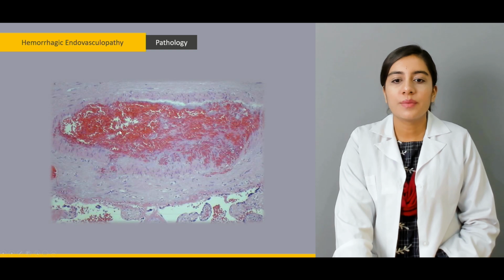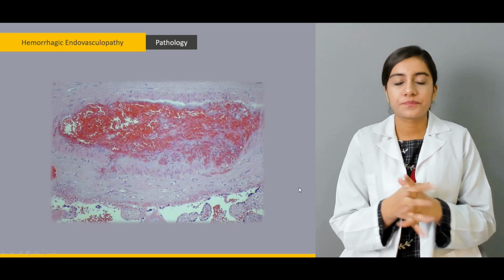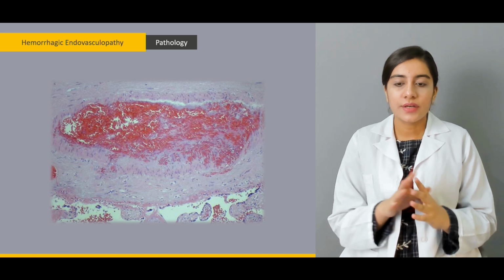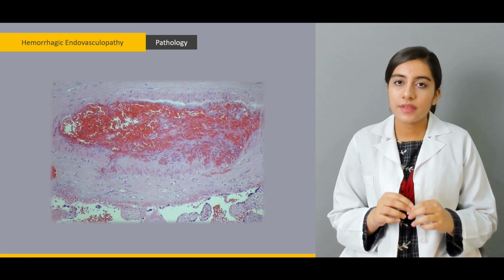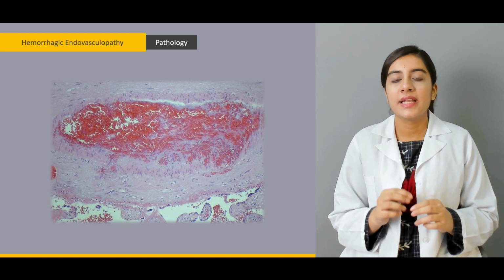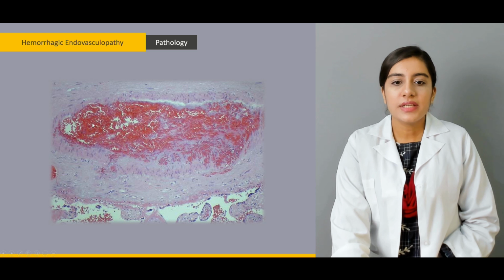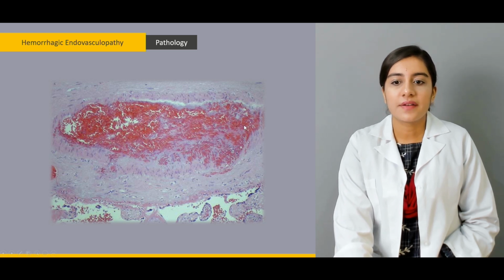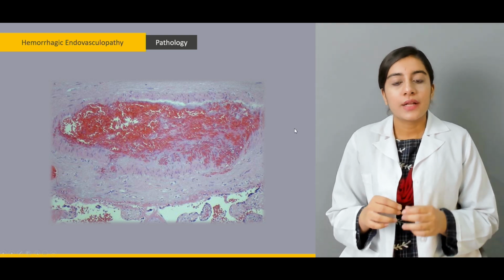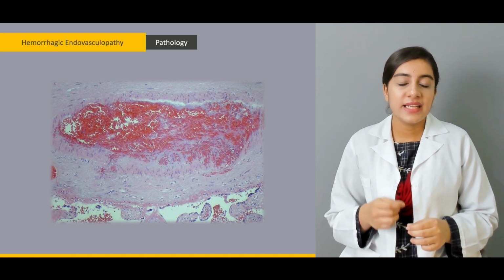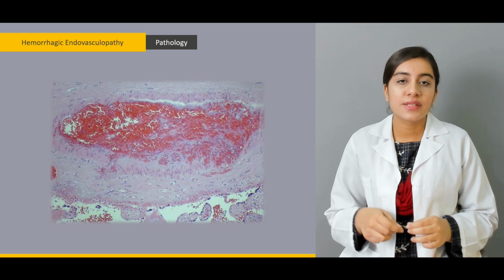Okay, now talking about the pathology of the disease. Now, in this slide, we are looking at so many structures. The first thing that we will look at is the red blood cells, or the fetal red blood cells. Now, these reddish appearing cells are the fetal red blood cells.